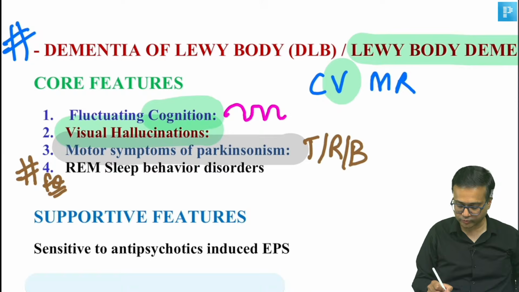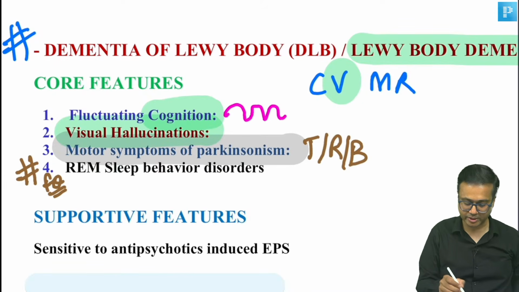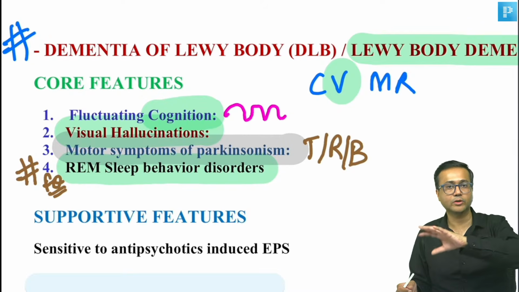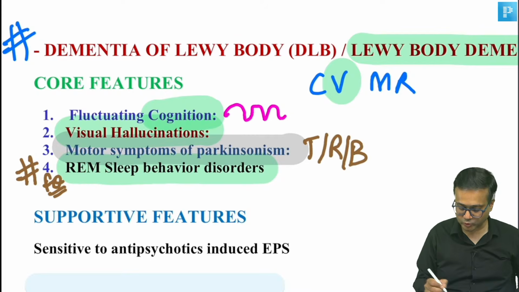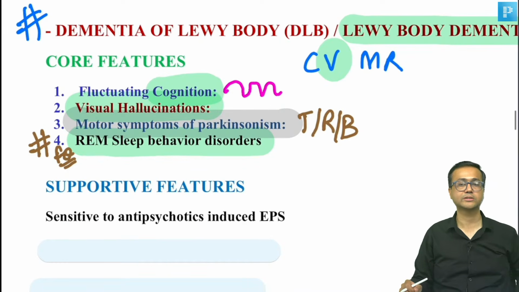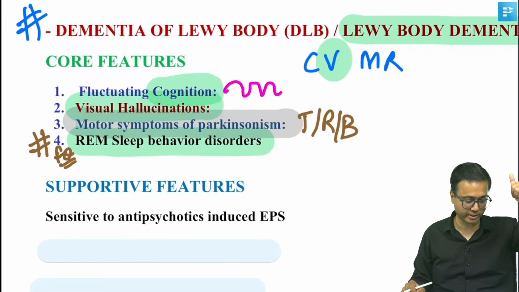But now there is a fourth core feature which is included in this list, which can come as a new question. Remember, REM sleep behavior disorders. So there are NREM disorders, there is REM disorder. So REM sleep behavior disorder, one of the REM disorders, is included here. So please remember, beta, these are the 4 core features of Lewy body dementia. Is it clear to everyone? Beta, remember the mnemonic CVMR.